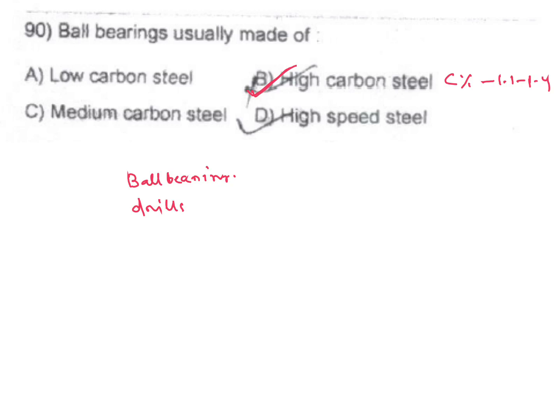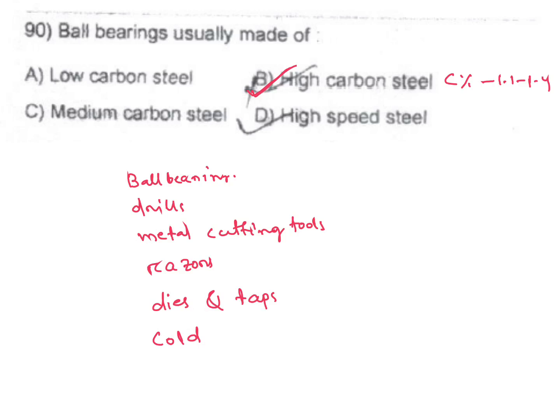Metal cutting tools, then razors, dies and taps. This one also already asked in ISRO examination, also in IS. Then cold chisel, this one also asked so many times in different PSU examinations. Hammers, this is also very important. So examples of high carbon steel materials are, these are the examples, all are important. This carbon percentage only for ball bearing.